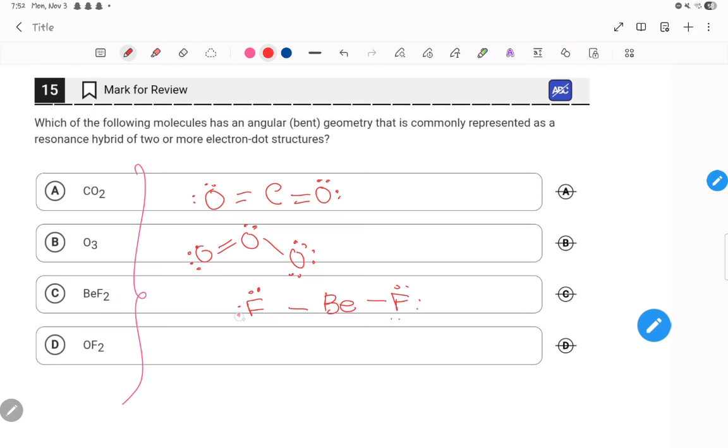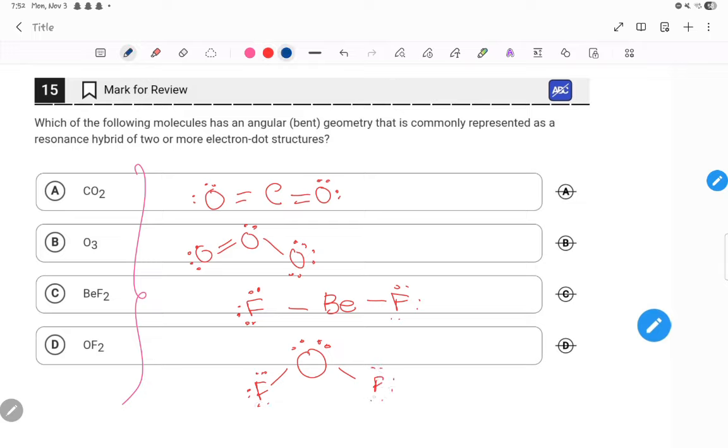And then the last thing we have is OF2. And OF2 is like this. It's O, 2 bonds here, the 2 lone pairs, and then the rest of the lone pairs on fluorine. So I just drew the structures really quickly. You guys should draw the structures. You should know how to draw them by now.